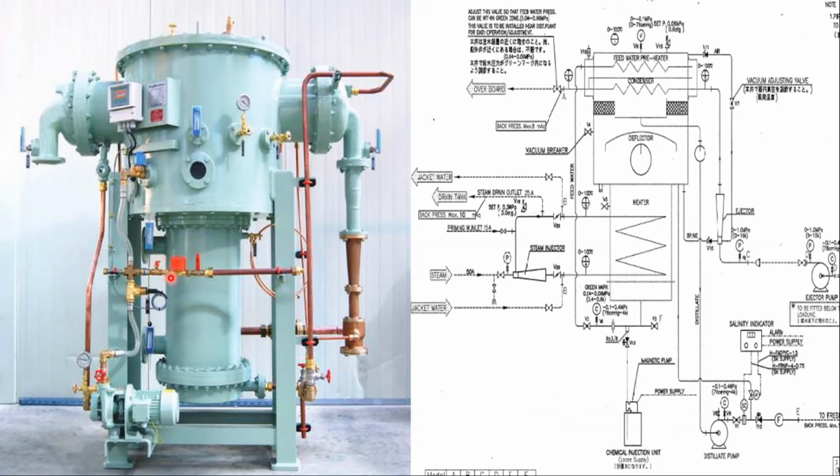Now I think I have covered almost everything. If something is remaining and you want to know, you can comment in the comment box. This is the feed water to the freshwater generator, and here is the jacket water inlet, that is the heating inlet, and the jacket water outlet, that is the heating outlet. Here you can see the relief valve and this is the gauge which indicates the vacuum or pressure.